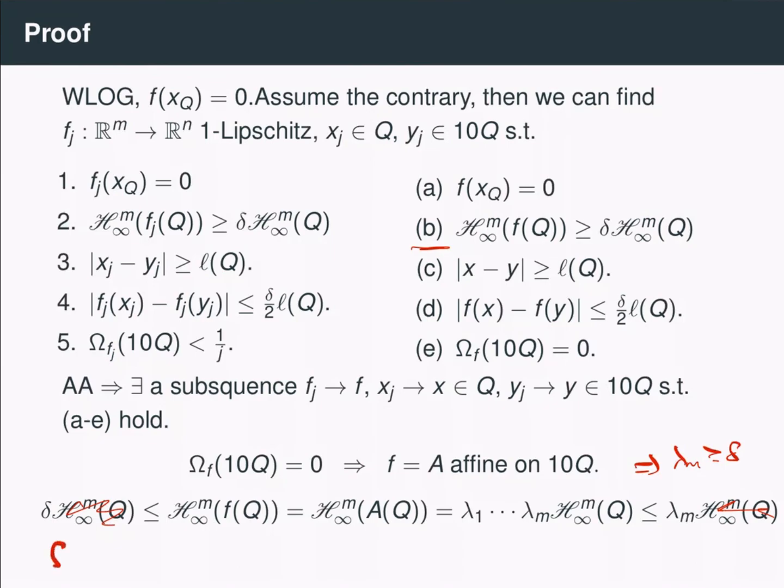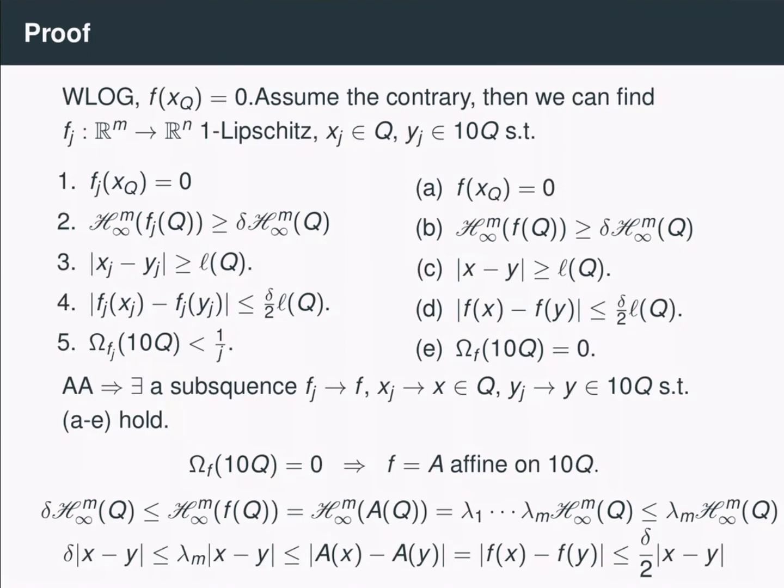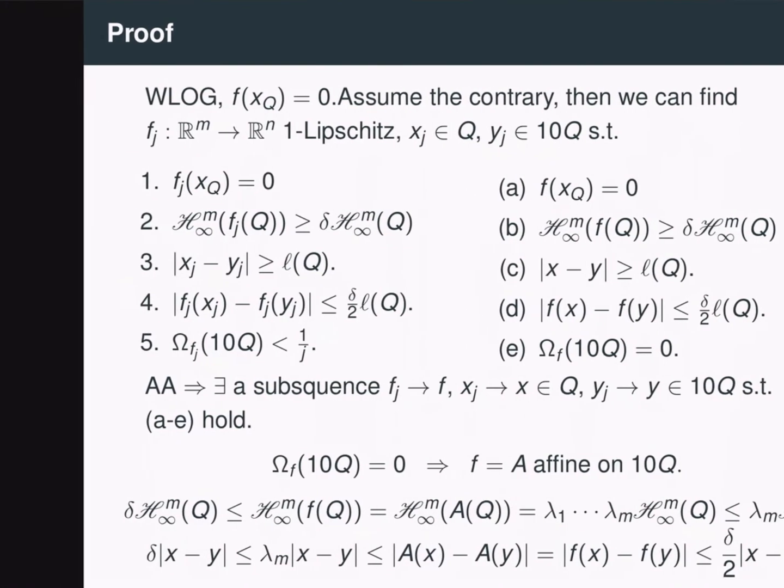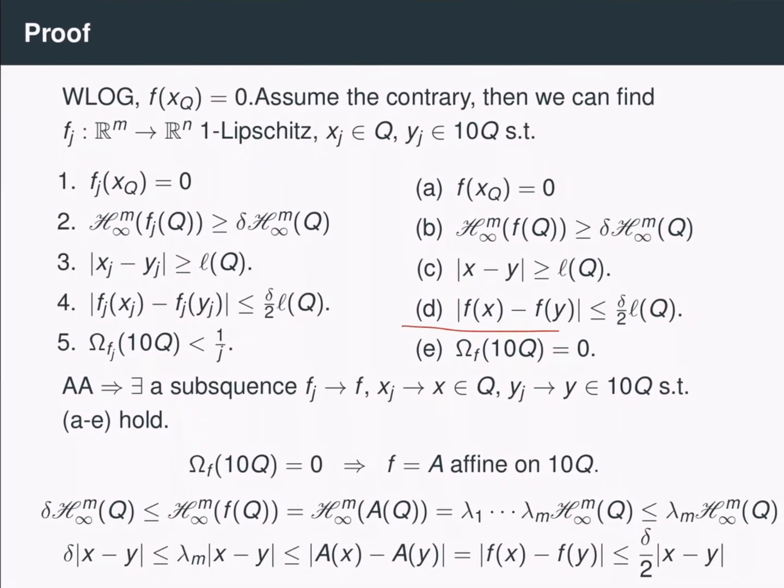So thus we have delta times |x minus y| is no more than lambda m times |x minus y|. And since that is the lower Lipschitz constant for A, that implies that this is at most |A of x minus A of y|. Now this equals f on the cube 10q, but by assumption D, this difference is no more than delta over 2 times |x minus y|. But then we get a contradiction, because now this implies delta over 2 is bigger than delta.